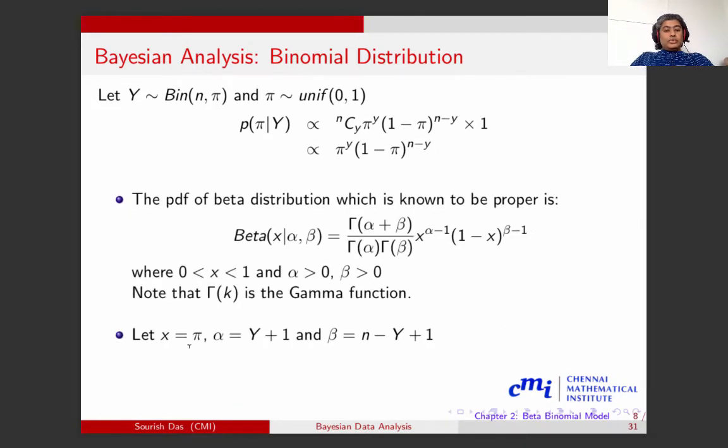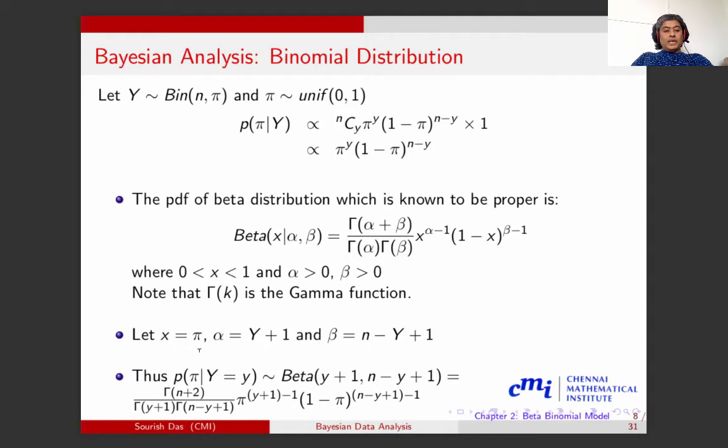So if we choose x equal to pi, alpha equal to y plus 1 and beta equal to n minus y plus 1, and plug them in here, then what we get is that the posterior distribution of pi given y actually follows a beta distribution with parameters y plus 1 and n minus y plus 1. So this is interesting news for us.